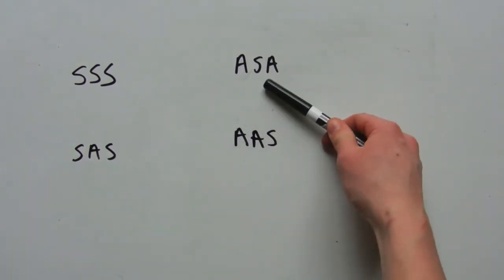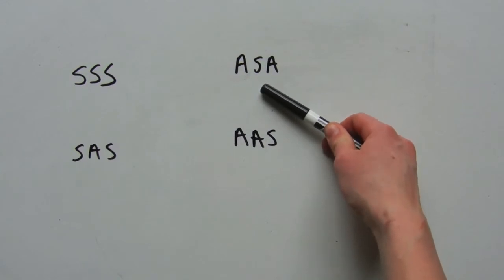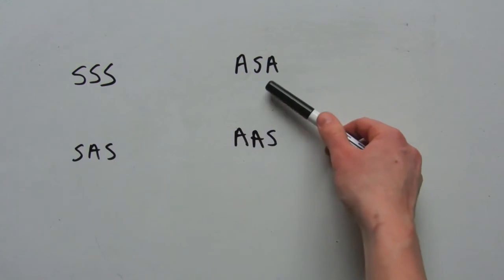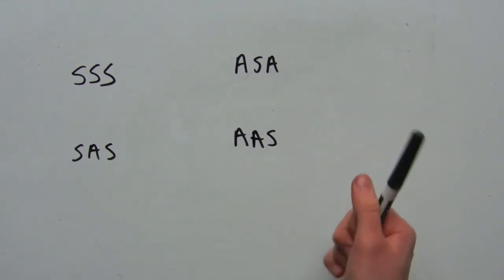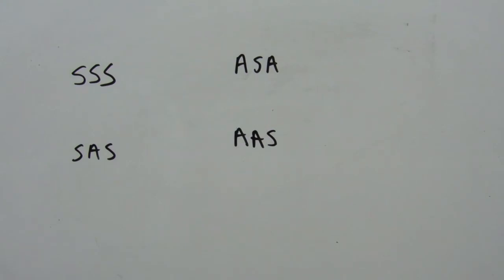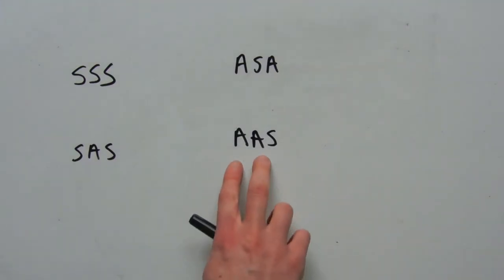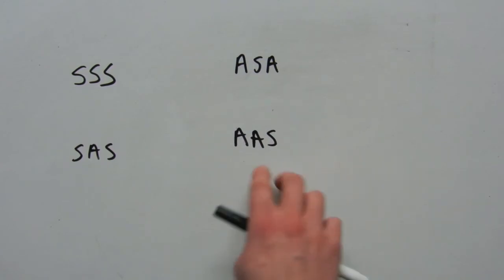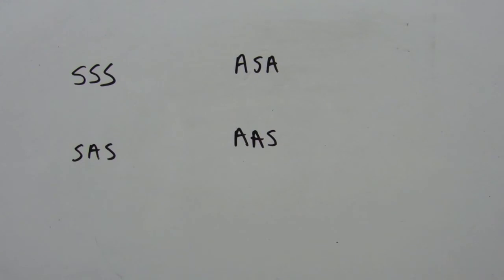For the ASA that we went over earlier in this video, we need to know that two angles and an included side are congruent to two angles and an included side of another triangle. And for the AAS, angle-angle-side theorem we just proved, if two angles and a non-included side are congruent to the corresponding two angles and side, then the two triangles are congruent. And those are four ways that we can use to prove that two triangles are congruent.